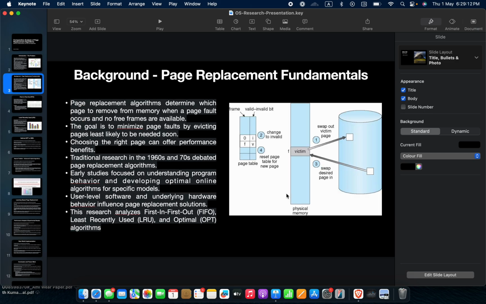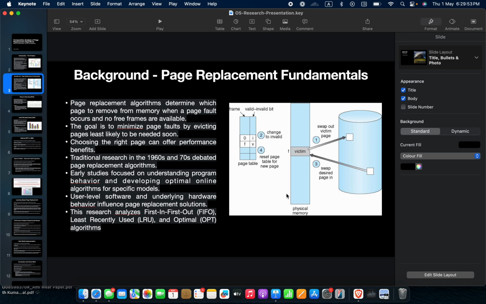And as a background, the page replacement algorithms have one primary goal: to minimize the page faults by evicting the pages least likely to be needed soon. The concept dates back to the pioneering research in the 1960s and 70s, where computer scientists sought to understand program behavior and develop optimal algorithms. As shown in the diagram on the right, when a page fault occurs, the system must identify a victim page to swap out, change its status to invalid in the page table, and bring the requested page from disk.